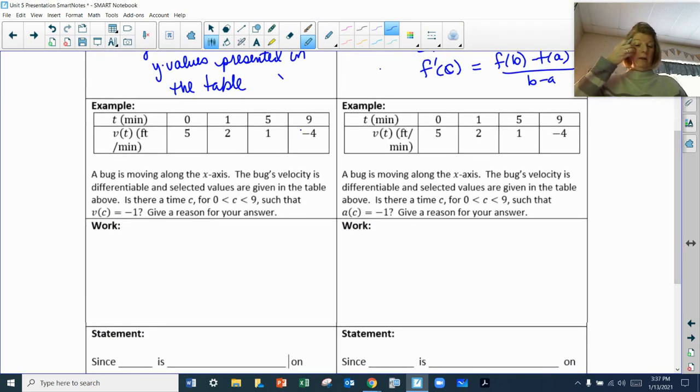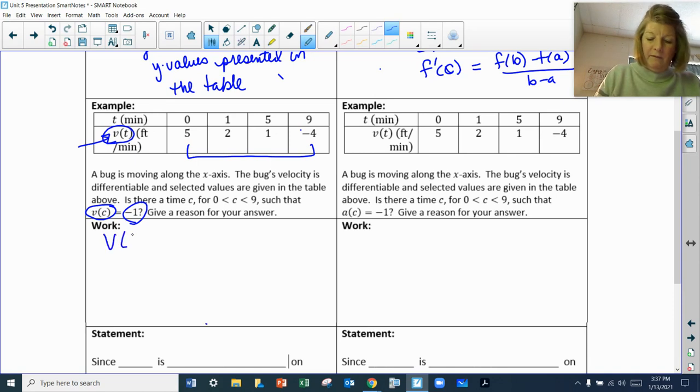So this example, we're given velocity, aren't we? We got the velocity function, the time. A bug is moving along the x-axis, the velocity is differentiable, cool, which means it's also continuous, and selected values are given in the table above. Is there a time c on the 0 to 9 interval such that v of c equals -1? We've given v, all we're trying to do is decide if -1 would be between those y values. And indeed, it does look like -1 would fall between those, right?